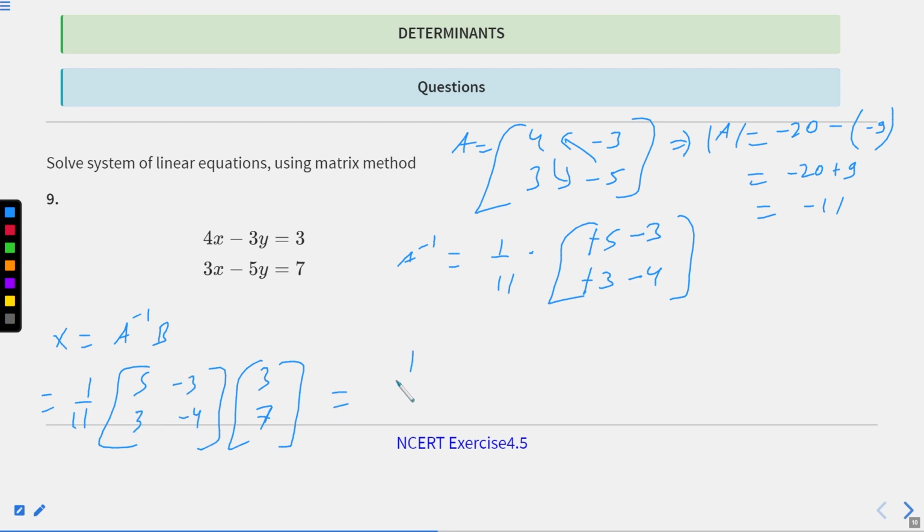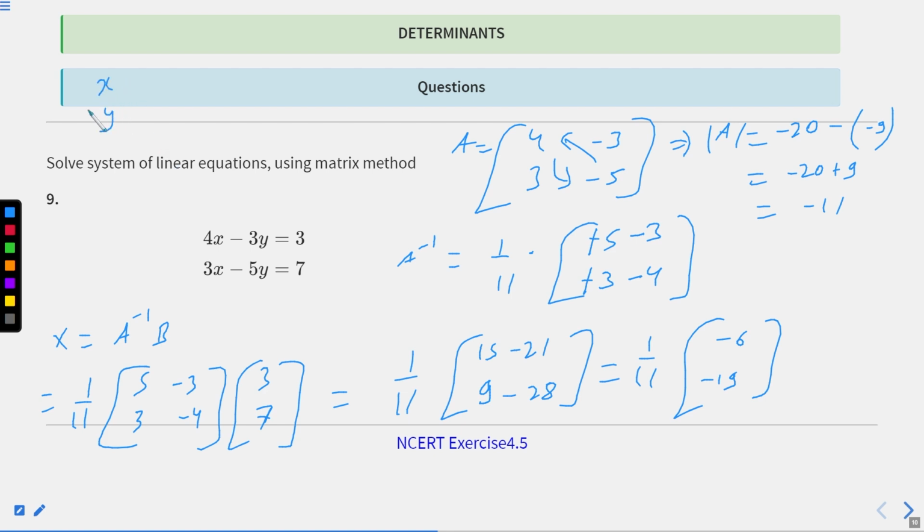By using associativity and the scalar multiple property, I can rewrite it as 15 minus 21 and 9 minus 28, if I am doing the correct calculation. So 15 minus 21, 9 minus 28, we will verify later. For now, just approach. This will be minus 6 and this will be minus 19. From here you can say x, y is equal to minus 6 by 11 and minus 19 by 11.